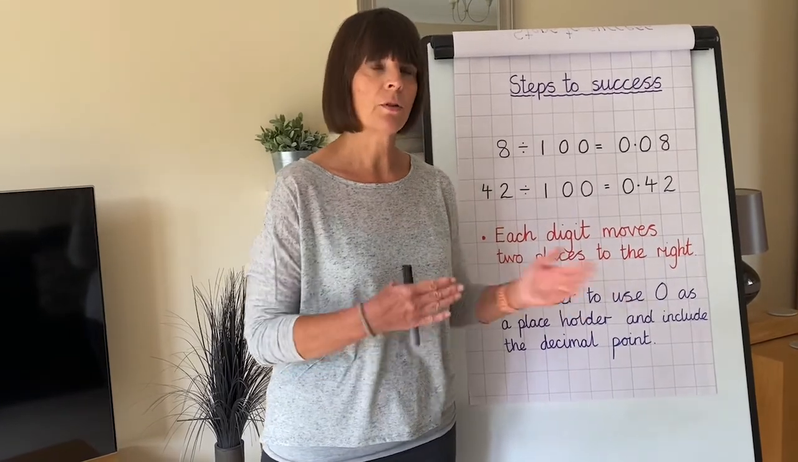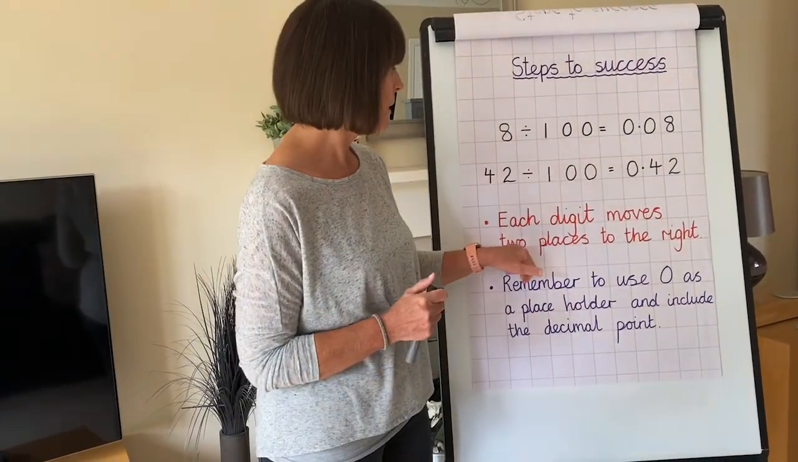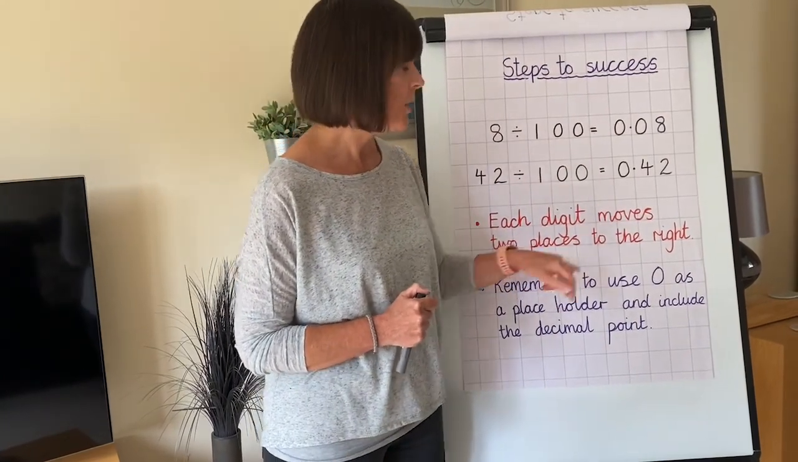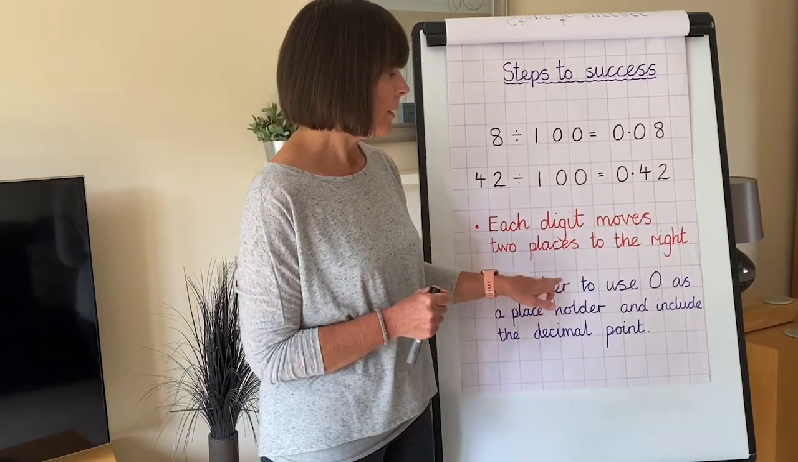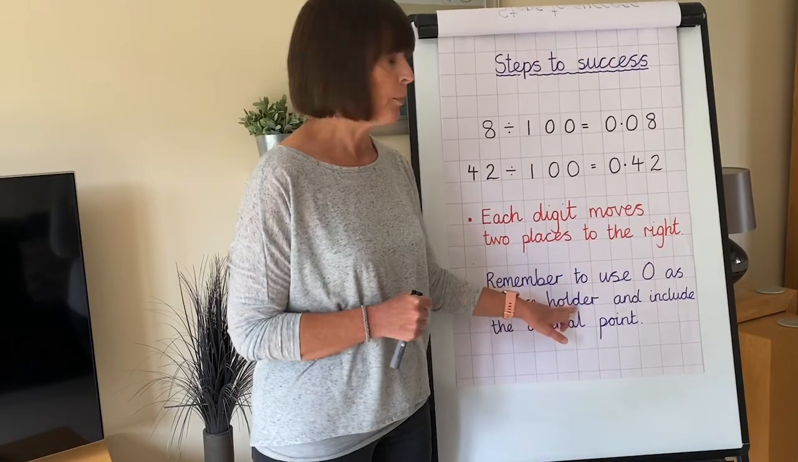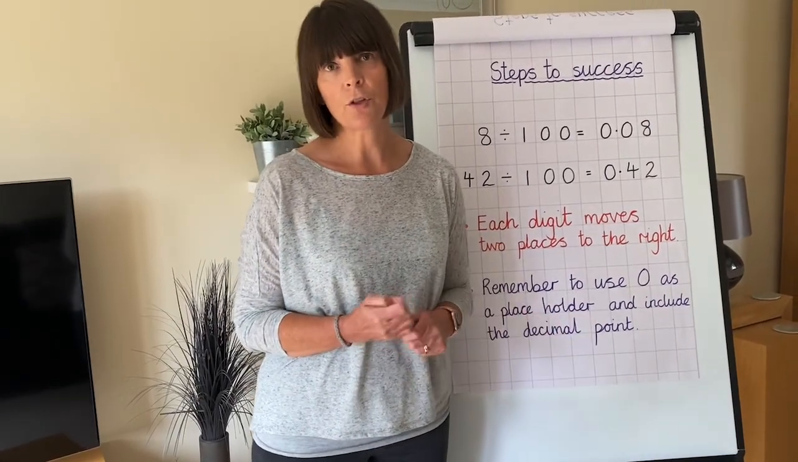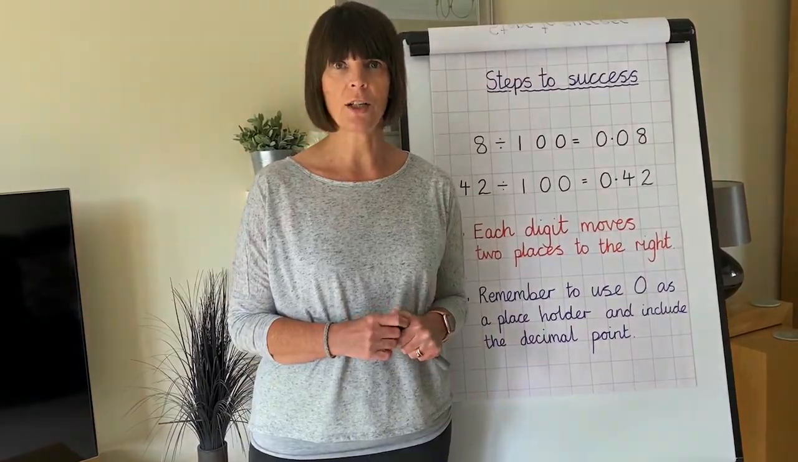So last week we looked at dividing by 10, we moved each digit 1 place to the right. This week, because we're dividing by 100, we're moving each digit 2 places to the right. And remember, when you're writing the decimal answer, use your 0 as a placeholder, and also make sure you include that decimal point. So let's go and have a look at our chili challenges.